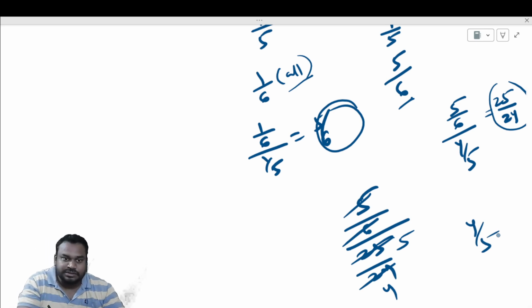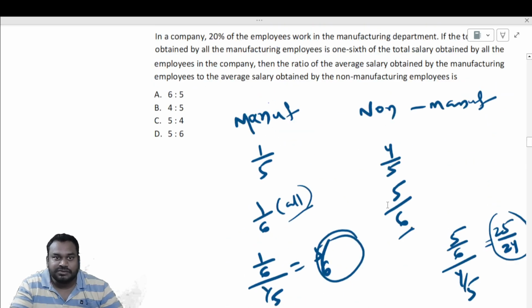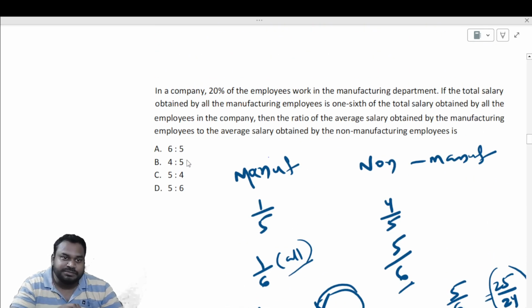Else you can do it like this also. 5 by 6, so this will become 24 by 25. 5 1 the 5 5, 6 1 the 4 is to 5. Which option is it? Option B is the answer.